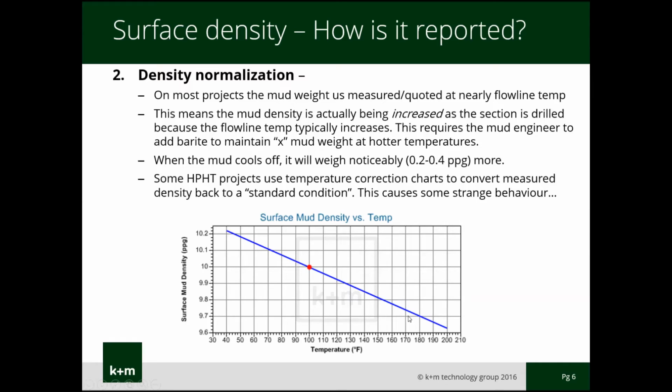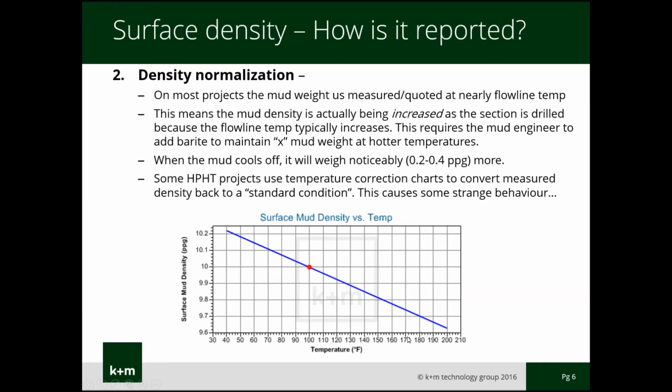Of course, the mud engineer isn't going to report 9.7 pounds per gallon when he's been tasked with maintaining 10 pound per gallon mud. So two options: either lie about the mud weight, or add barite in order to maintain that 10 pound per gallon at steadily increasing flow line temperature. So that is the typical procedure that we use. Whether we're aware of it or not, the mud density is effectively increasing as we drill.